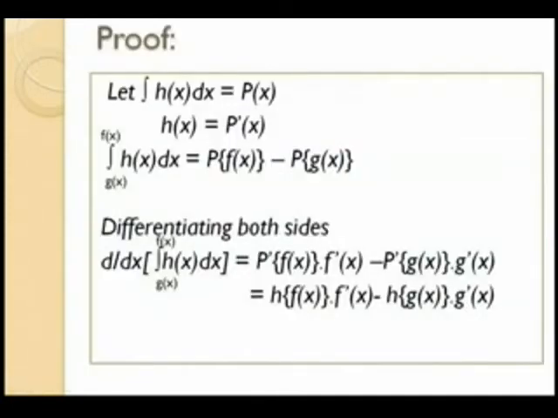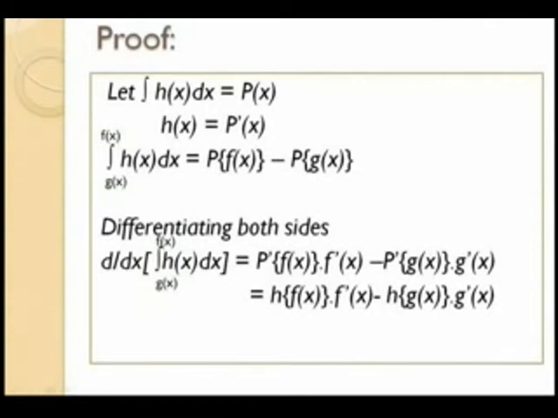Let us say that the integral of h(x) is equal to p(x). So the antidifferentiation of h(x) is p of x. So h of x would be equal to p dash x. So what we do here is we take the limits from g(x) to f(x). So the integral of h(x) from g(x) to f(x) would be equal to p of f(x) minus p of g(x). Now let's try to differentiate both sides.